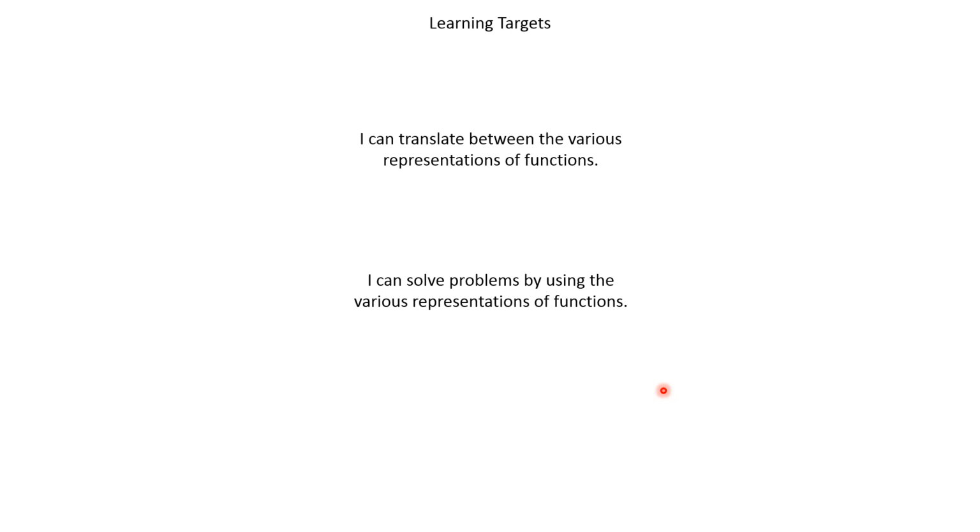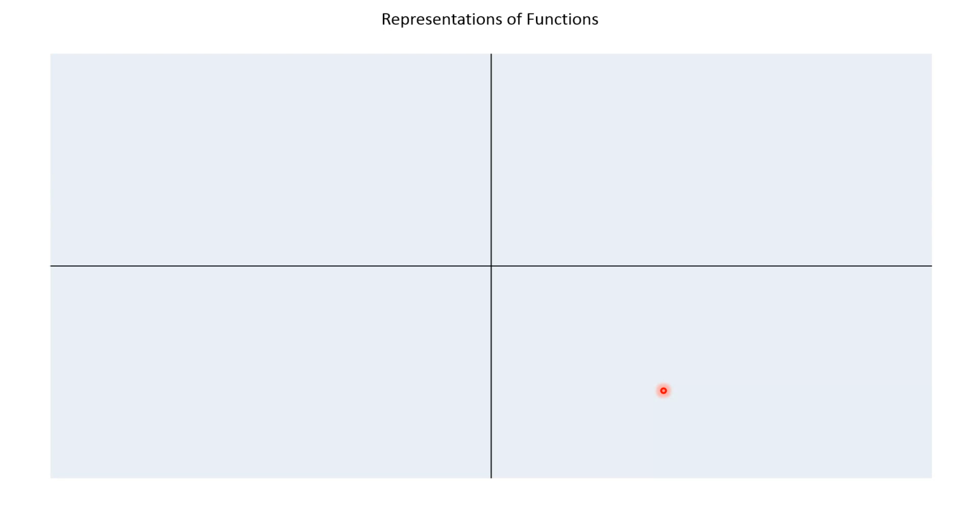Sometimes things are easier to solve one way as opposed to the other. And so let's look at these representations of functions. I've said this a bunch of times, so what are they? Well, we really have four major ways that we represent functions. The first way, and the most obvious, the one that comes to most people's minds when they're thinking of a function, is the equation.